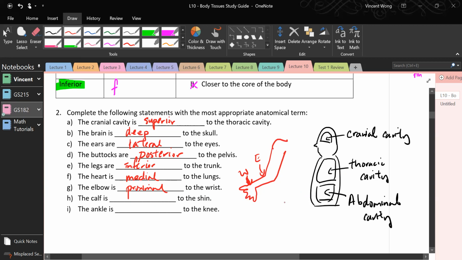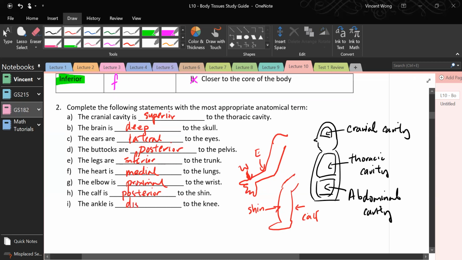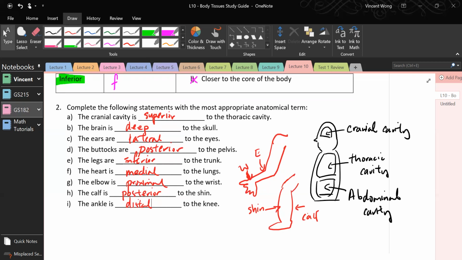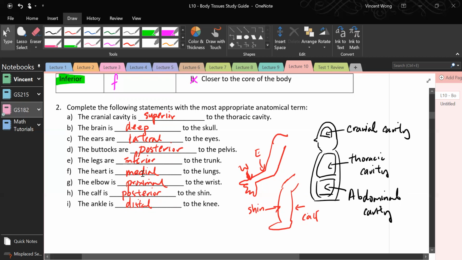The calf is something to the shin. This is the leg, and the calf is right here at the back. And here is the shin. If you play soccer, that's where you wear your shin pad. So the calf is posterior. The ankle is distal to the knees. That's it.